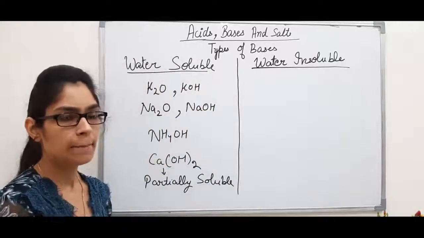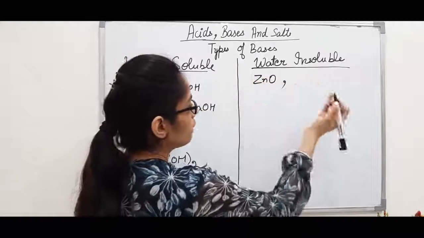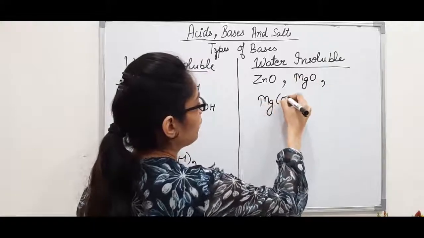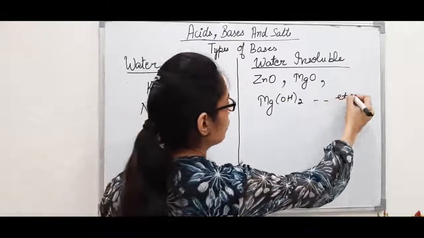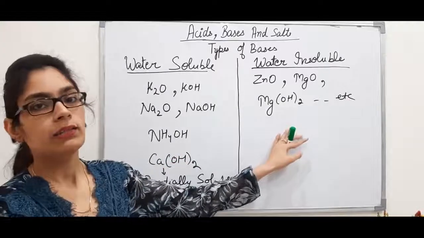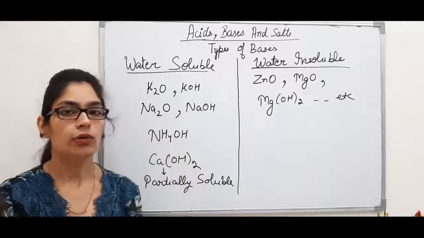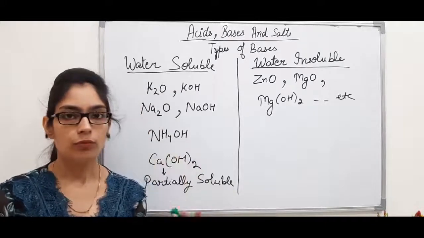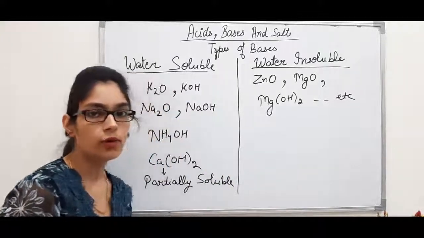We can take any example, for example zinc oxide, magnesium oxide, magnesium hydroxide. Not calcium hydroxide, because calcium hydroxide is soluble. Apart from these, all are water insoluble. If you see any base apart from these and a question is asked whether this base is water soluble or water insoluble, you just have to see that if this base is not from these bases, then it will be water insoluble.